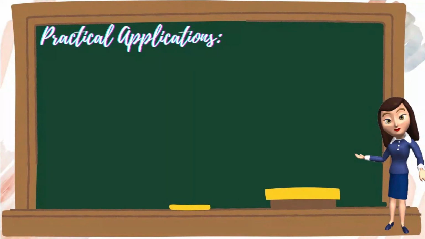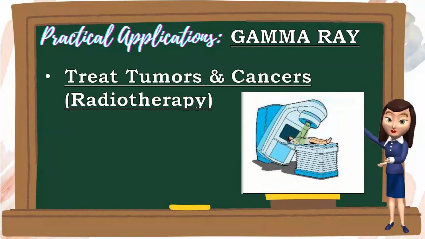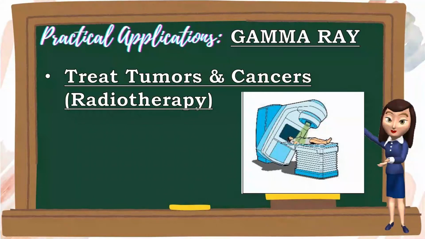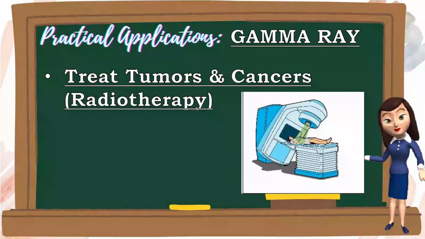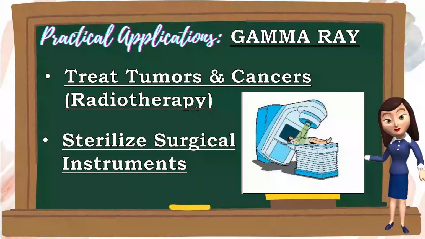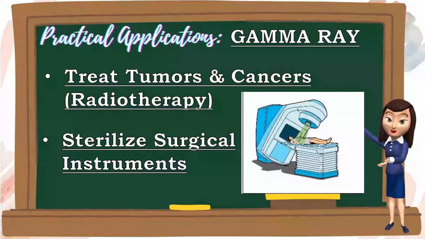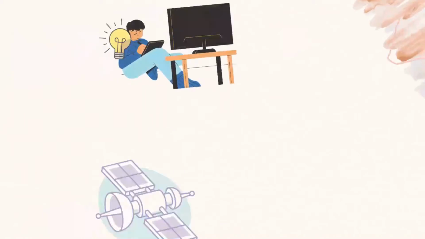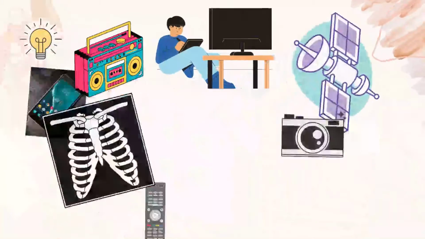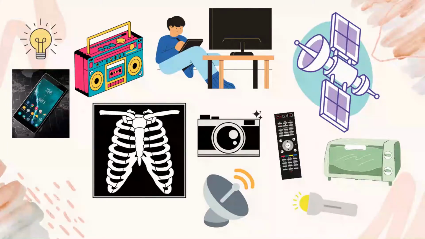The last EM wave is the gamma ray, and it is used to treat tumors and cancer through a process called radiotherapy. The high energy rays of gamma destroy cancer cells in the area where it is given. Gamma rays also sterilize surgical instruments because they easily penetrate through materials, and the energy they release kills bacteria and other microorganisms. From the practical applications of EM waves discussed above, we can conclude that these waves are significant to us.